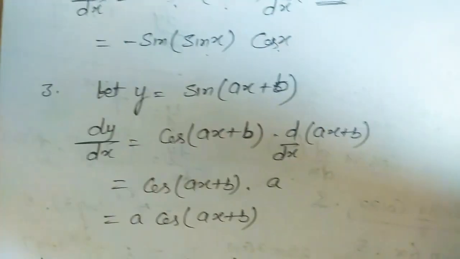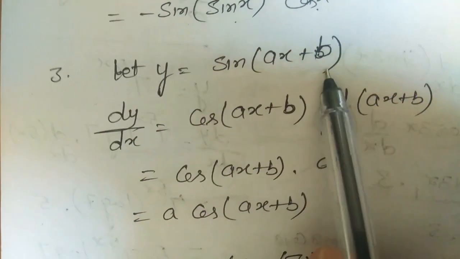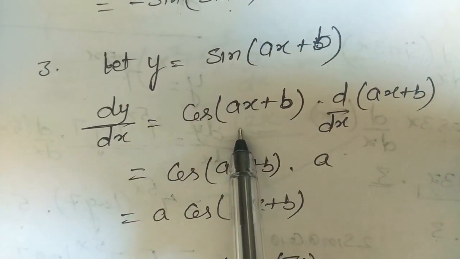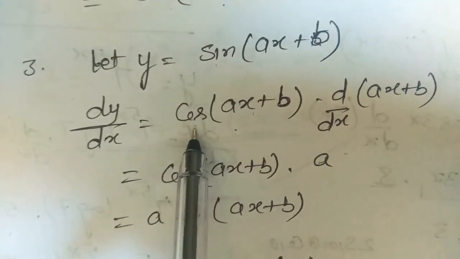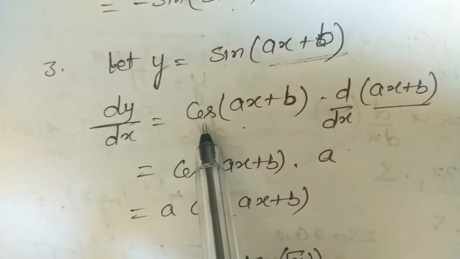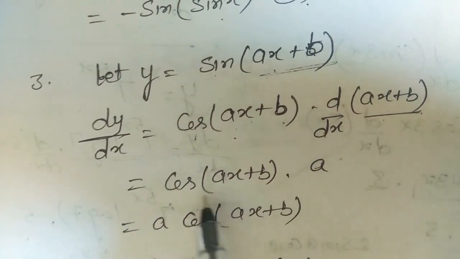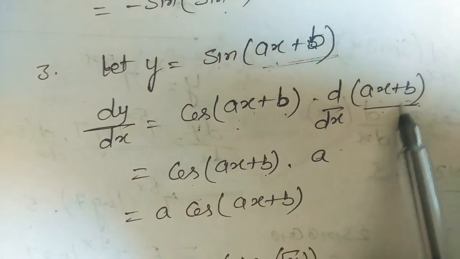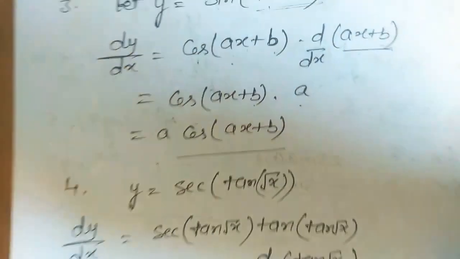Now come to the third question. Y is equal to sine of ax plus b. We will apply the same chain rule here. Sine of a function. So sine derivative is cos and the function derivative we will take again. So it is cos of ax plus b into ax plus b derivative. It is cos of ax plus b and ax plus b derivative is a. So this is the answer.